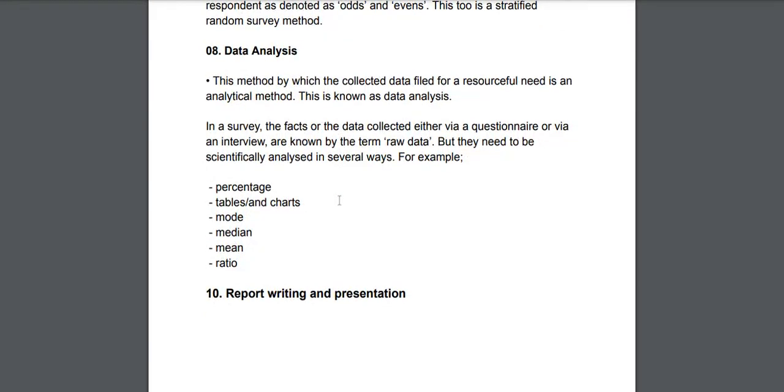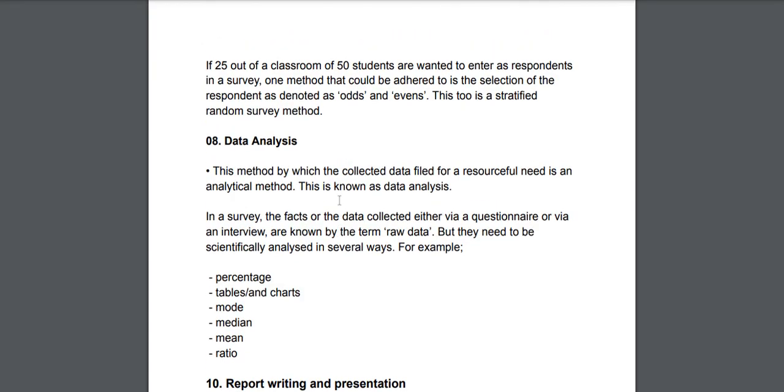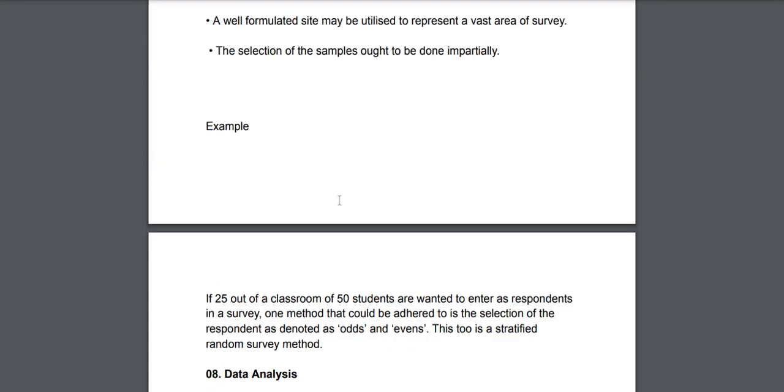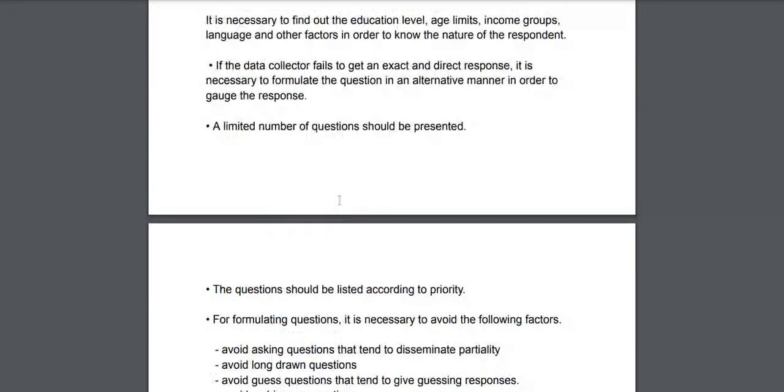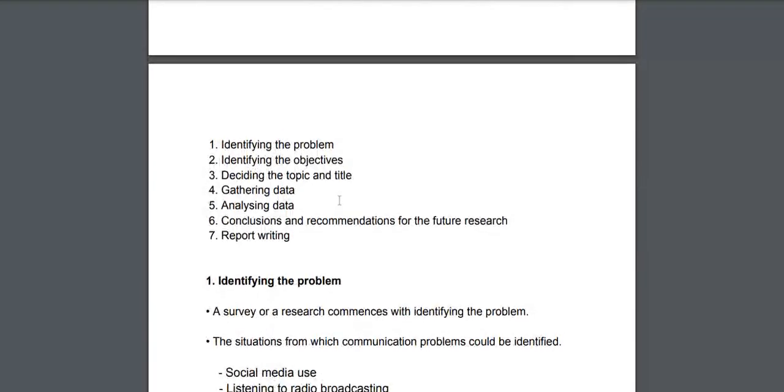Okay, so then data analysis methods are there, percentage, tables and charts, those kinds of things, mode, median, mean and ratio. So you can remember those things also separately, because they are asking those things in the MCQ section. Okay, so these are the things that you have to remember.